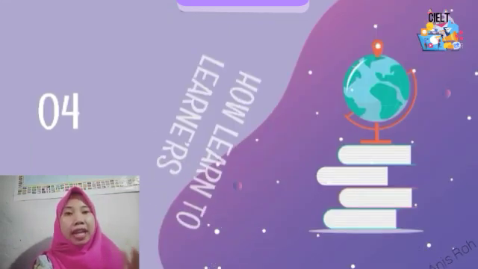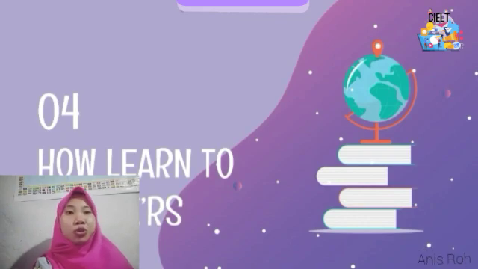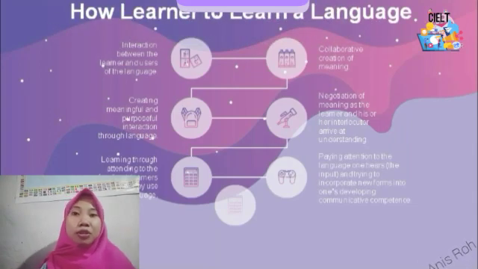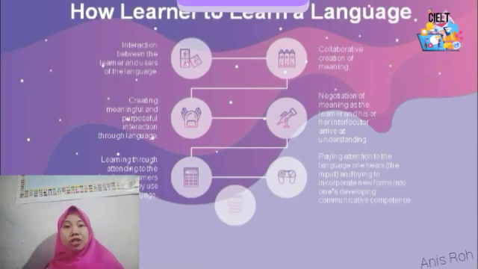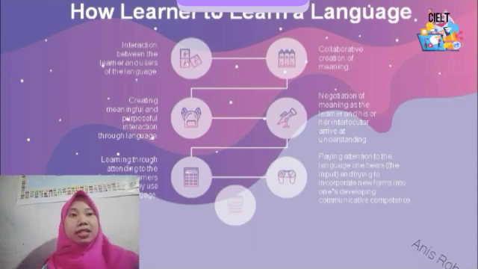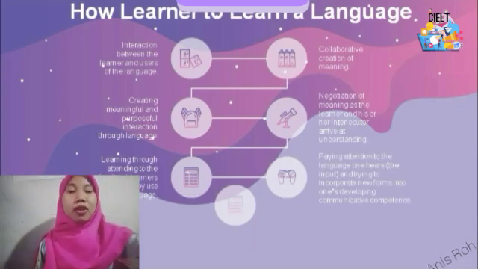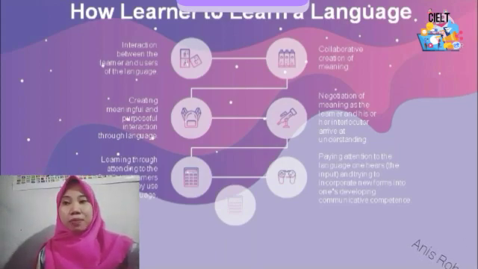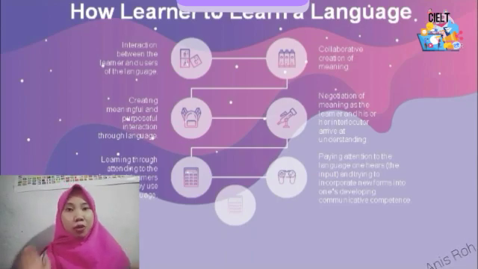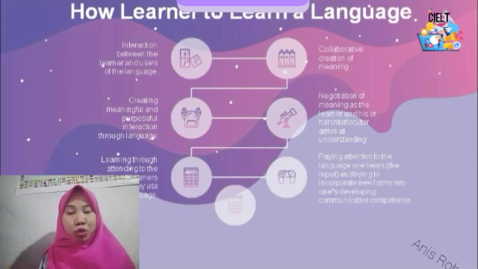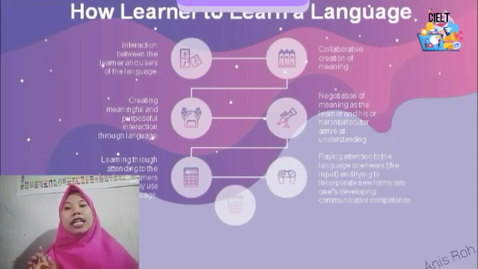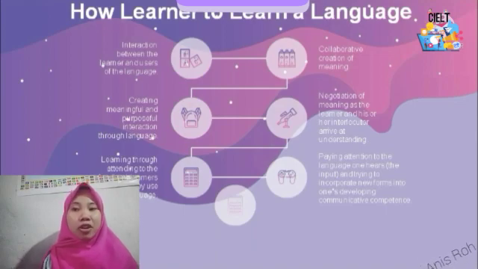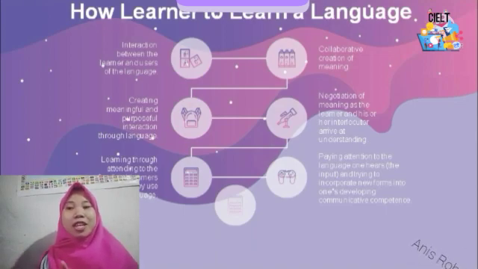And number four is how learners learn. How learners learn language. This is the simple explanation, right? Okay, it is interaction between the learner and use of the language, and then the next is creating meaningful and purposeful use of language, and then learning through attending to the feedback learners get when they use language.